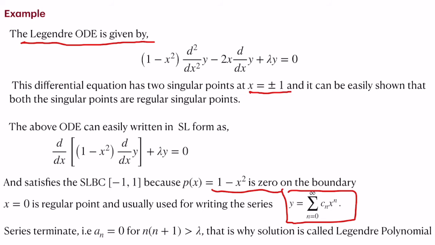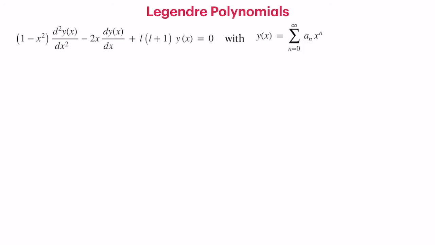We can substitute the power series solution in the differential equation and obtain the recurrence relation for the coefficients Cn. Now, it can be easily shown that the power series actually terminates for some integer n such that n into n plus 1 equals the eigenvalue lambda. Then the power series terminates. That's why you call them Legendre polynomials. The solution to the Legendre ordinary differential equation is a Legendre polynomial because the power series terminates at n into n plus 1. Now we can have a look at the Legendre polynomials.